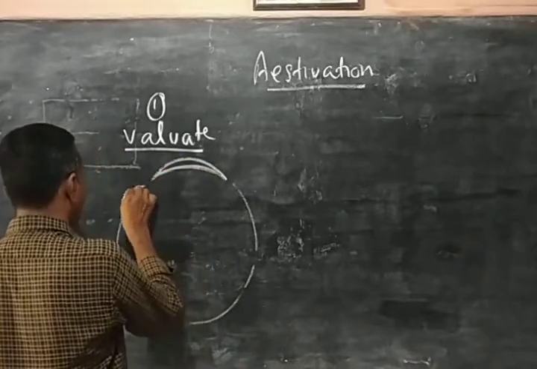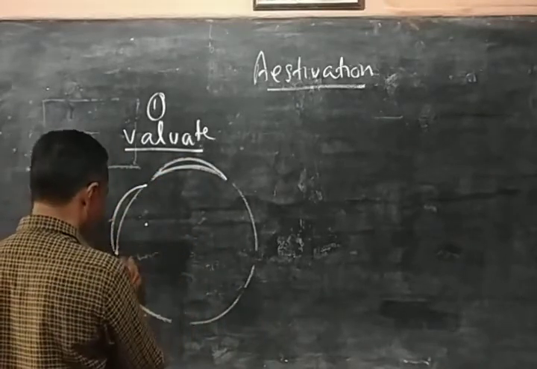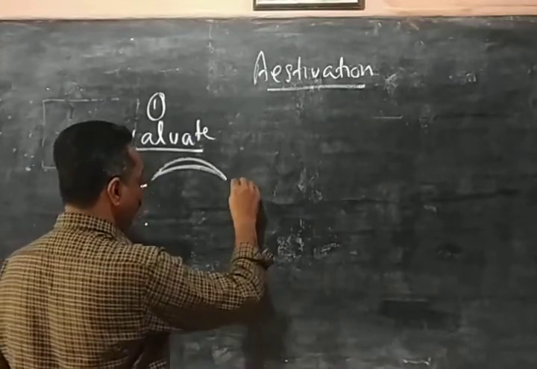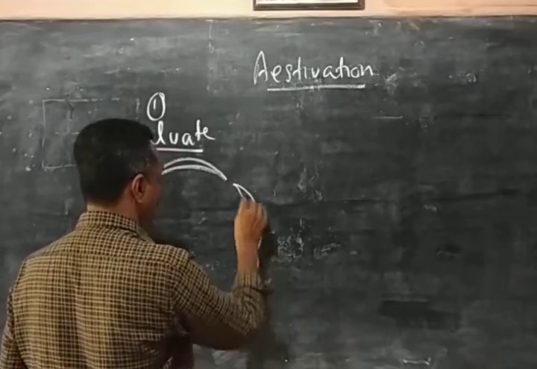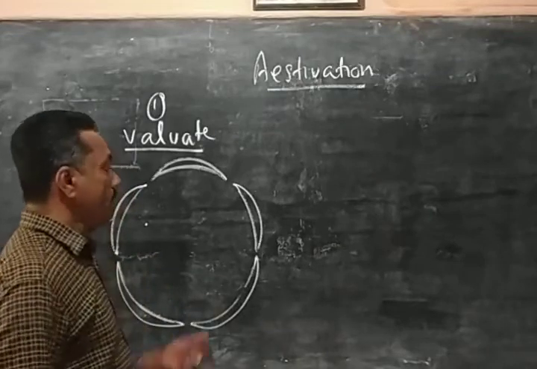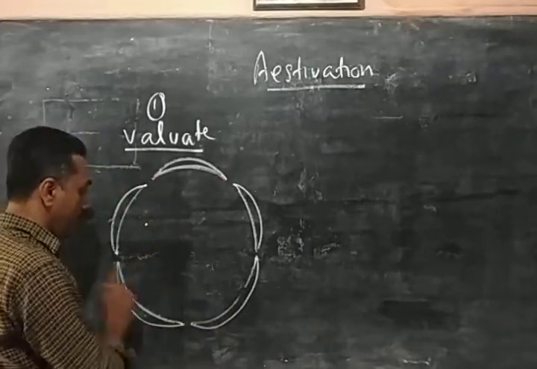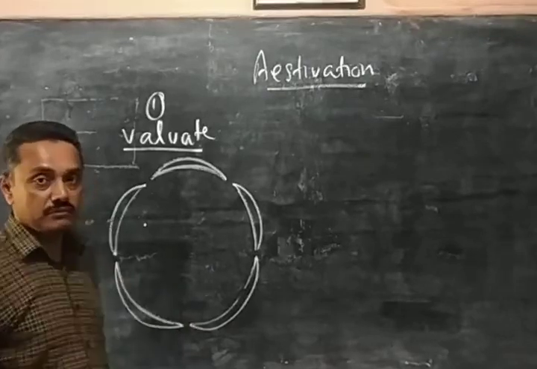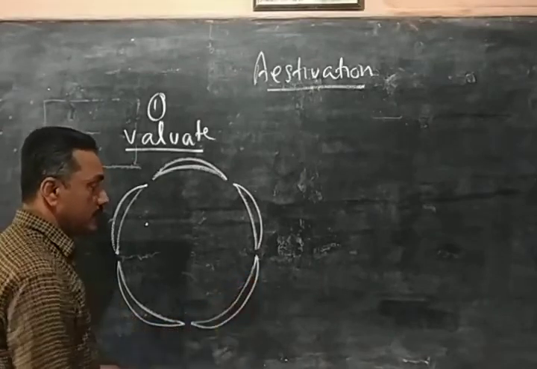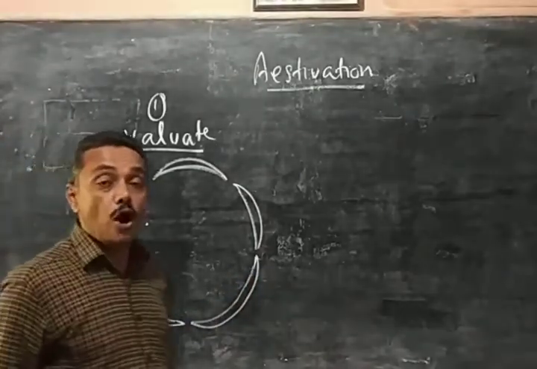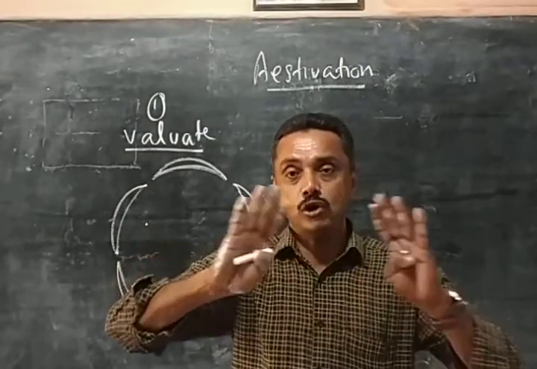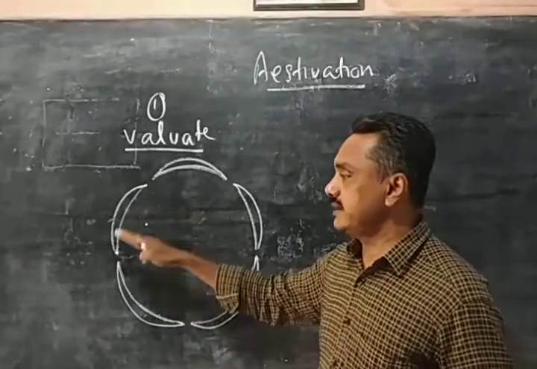First one, second one, third one, fourth one, and fifth one. Valvate: not touching each other. Not overlapping, maybe touching like that. This is called valvate aestivation. What is the meaning of overlapping? If it comes like that, this is called overlapping. Here 5 petals are not overlapping.